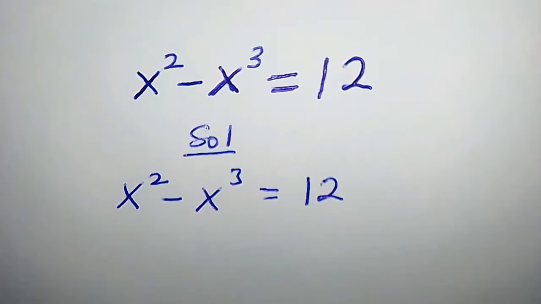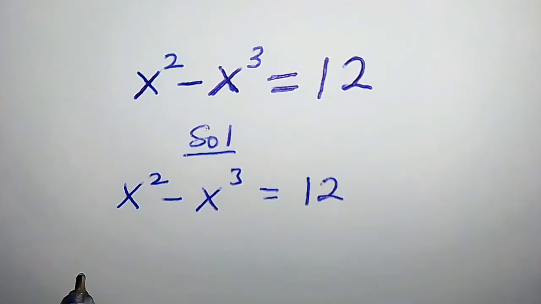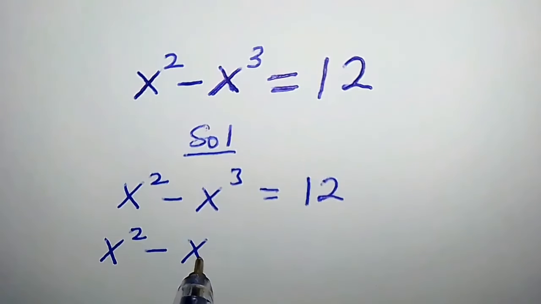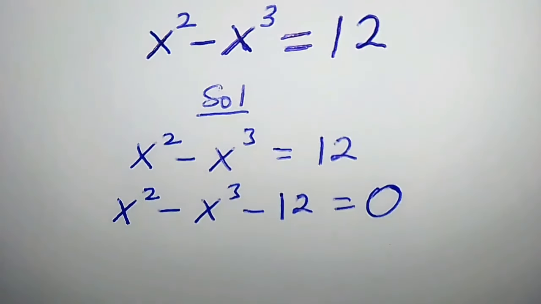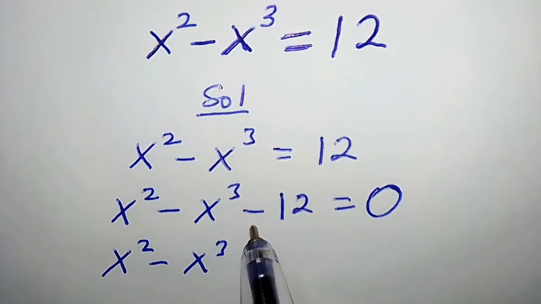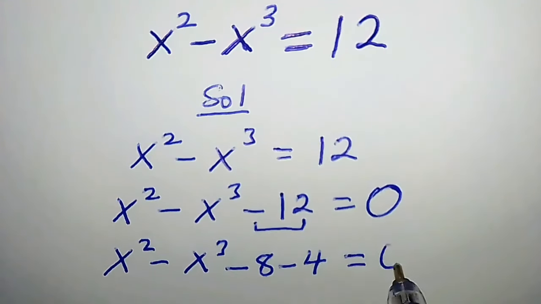The very first thing we are going to do is to bring this 12 to the left side. So that will be x to the power of 2 minus x to the power of 3 minus 12 equal to 0. Let's continue. x squared minus x cubed, this minus 12, I can rewrite it as minus 8 minus 4 equal to 0.